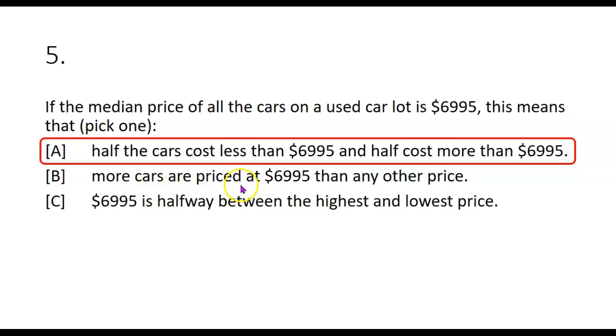Now, if there were more cars priced at $69.95 than any other price, then $69.95 would be the mode, the most common value. And if $69.95 were halfway between the highest and lowest price, that would make it the mid-range.